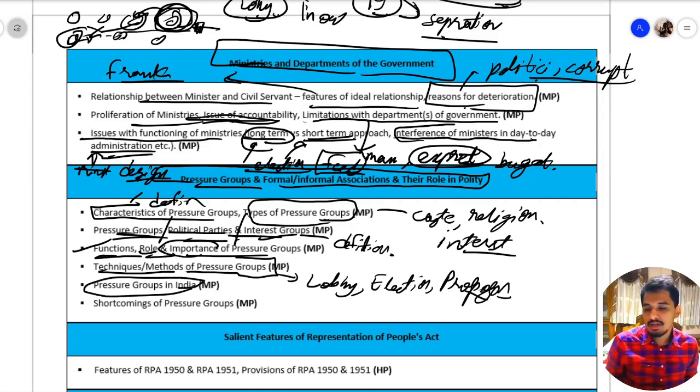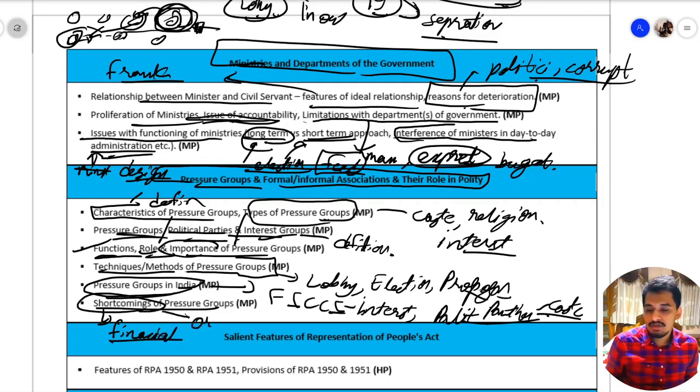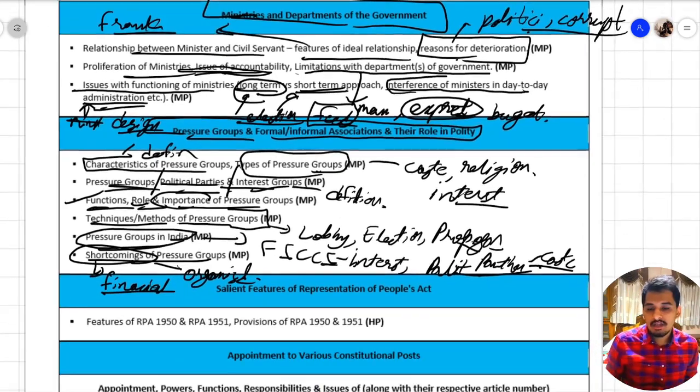And pressure groups in India, you should know examples. FICCI is one of the pressure groups in India, which is interest based. Then we have Dalit Panthers, who are caste based. So like this, you should know about various pressure groups in India and what are their shortcomings. One of the shortcomings is that they have financial issues. Another is that they have organizational issues. They are not properly organized. Many are spontaneous in nature and then they go away. So like this, these are the issues.